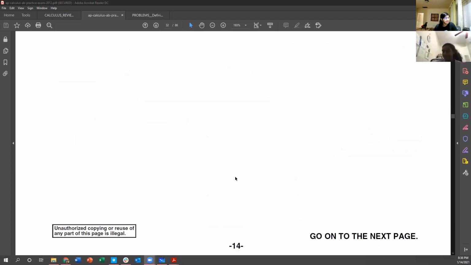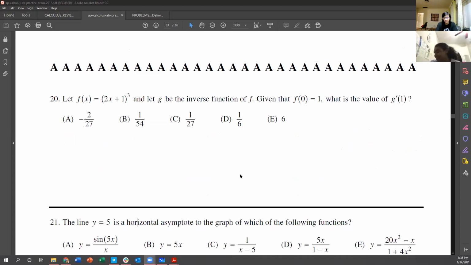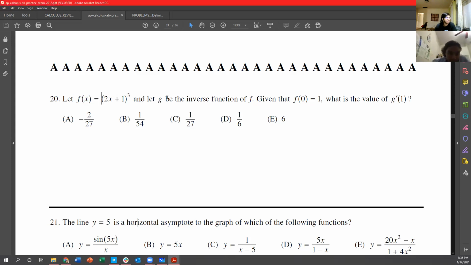I forgot so much of this stuff. I think that's why it's good to go back and do an exam, because you're directly covering everything. Yeah. f of x equals that, and g is the inverse function. Oh, I remember this. I think I forgot how to do this, but that's okay. We can work it out.